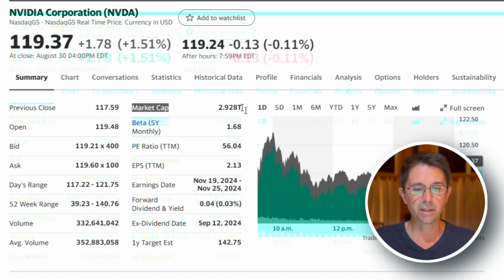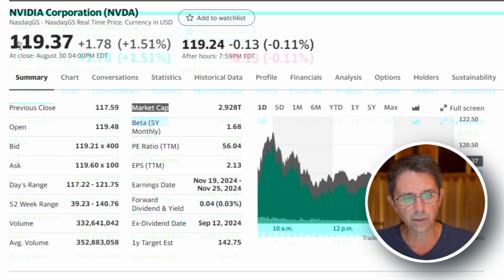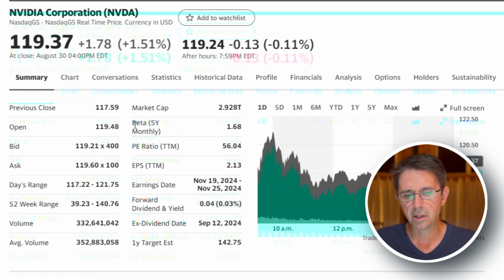The market cap, like I said, is just the size of the company. To get that, it's just the number of shares outstanding times the actual share price. So the value of the company will move as the share price does. Right? If you multiply those shares outstanding times the actual share price, that gets you the market capitalization of the company. That's what it's worth today, based on this close of $119.37.